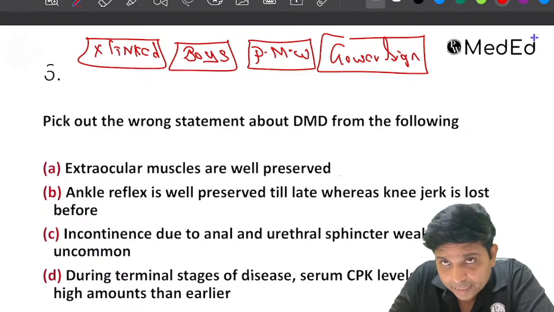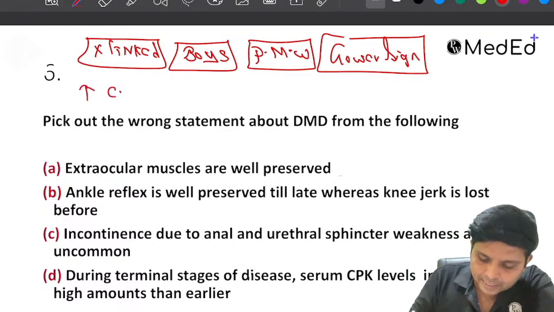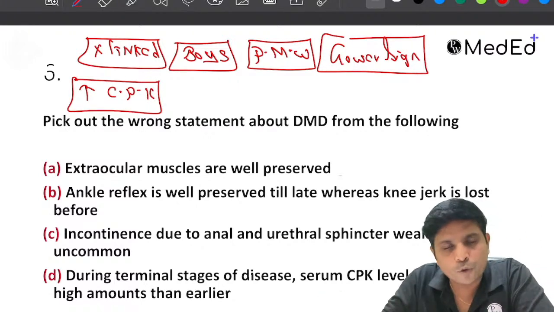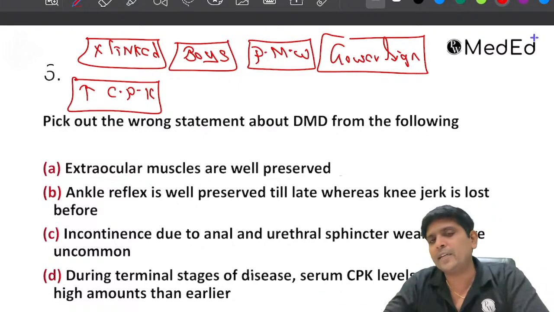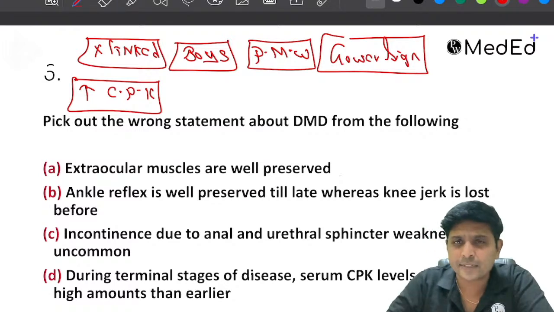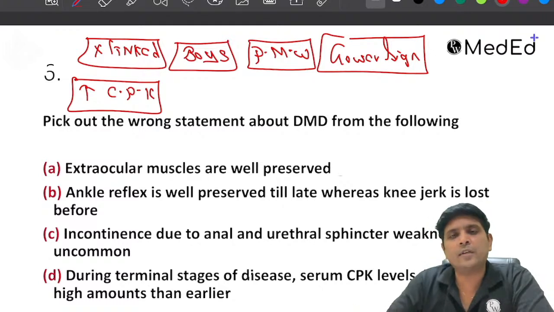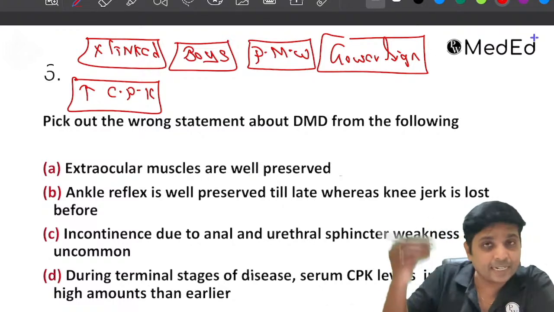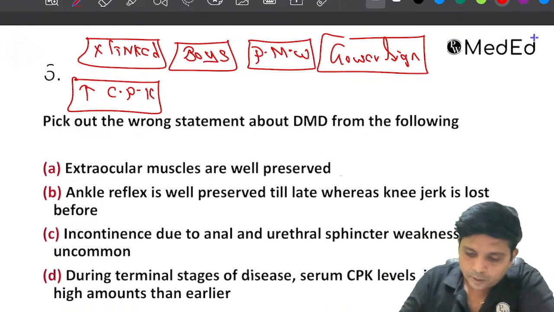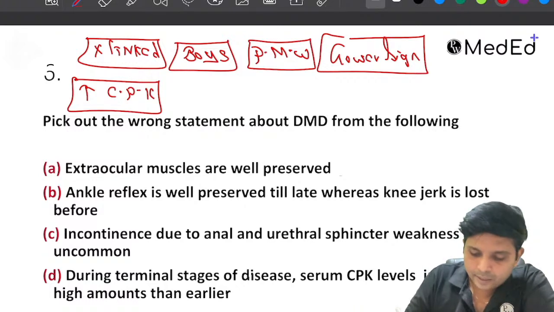And what is the characteristic investigation? Increased CPK, creatinine phosphokinase. It is usually less than 150, but in these cases it will be more than 1000. I have seen even 15,000 CPK values, international units per liter. Gower sign. And what else?